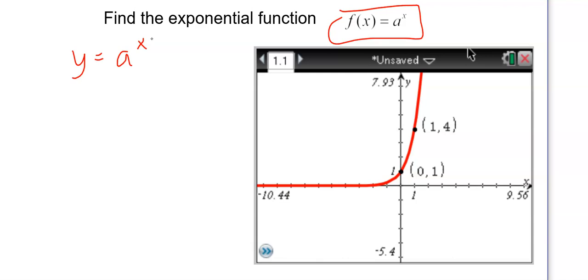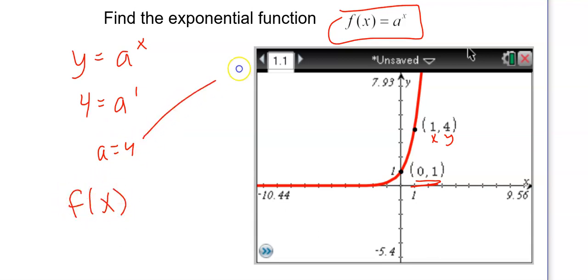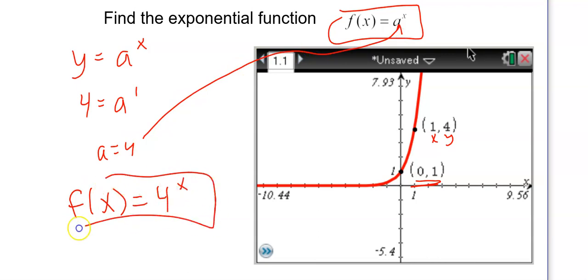What you want to do for this is just plug in a point. Don't plug in this point, though, because every exponential, 2 to the x, 3 to the x, 4 to the x, has 0, 1. So you really want to choose this point to plug in. It's a unique point. So it'd be y equals 4, a I don't know, and x is 1, so solve that. Well, it's pretty much already solved. A equals 4. So my equation would be f of x equals 4 to the x. You just got to plug that a into the function, right? That's going to go through both the point 0, 1 and the point 1, 4. And that's how you do that kind of problem.